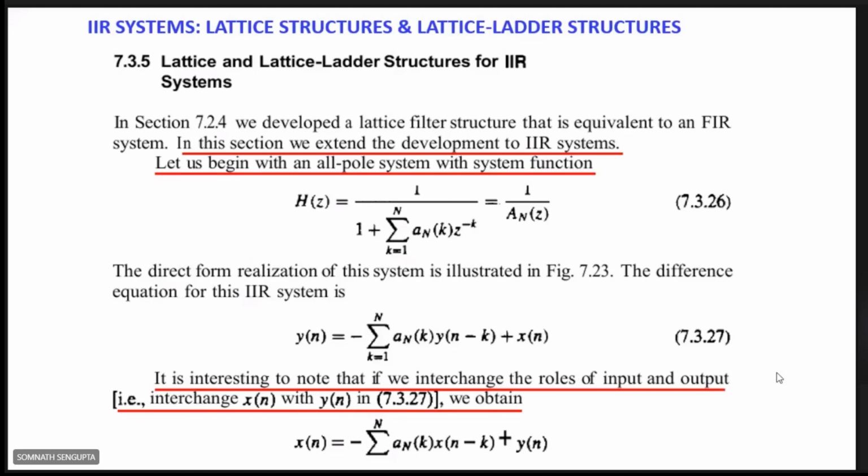What is the difference between FIR and IIR system is that FIR system is all zero system. Only the numerator polynomial exists in the system function, no denominator polynomial. So if it is numerator polynomial, then only zeros exist. Whereas in IIR system, both numerator and denominator polynomials exist. But mainly it is a recursive system.